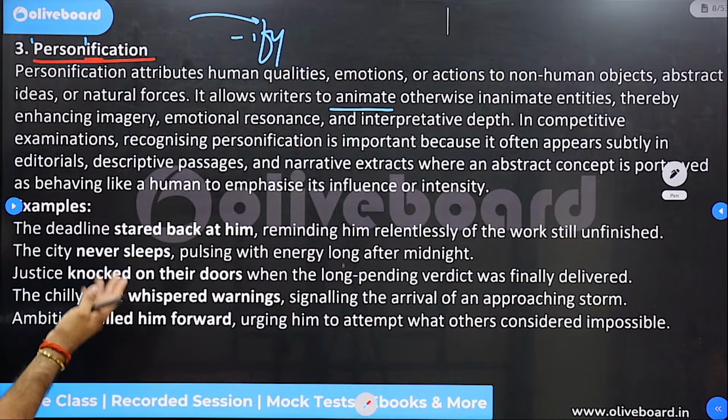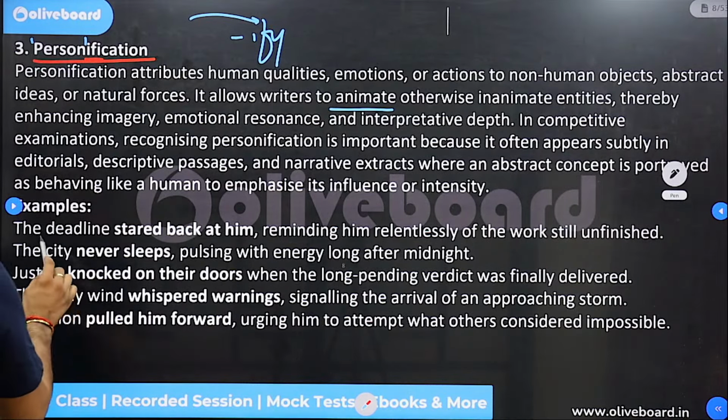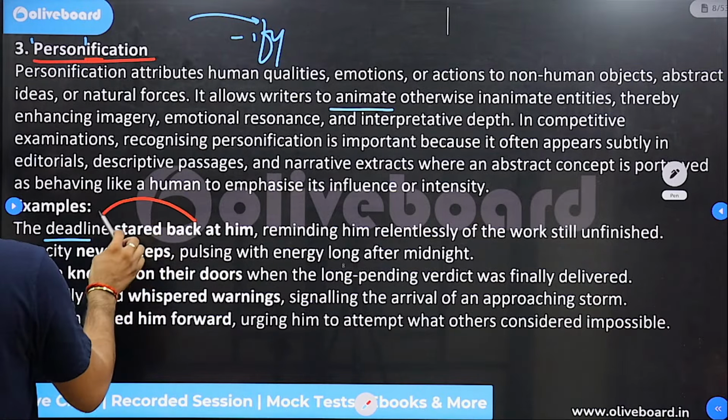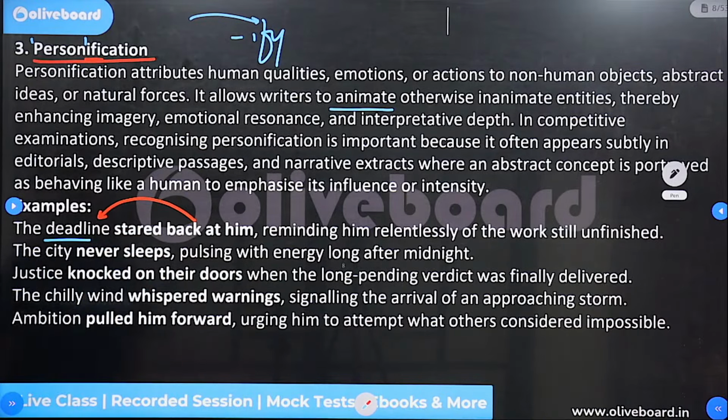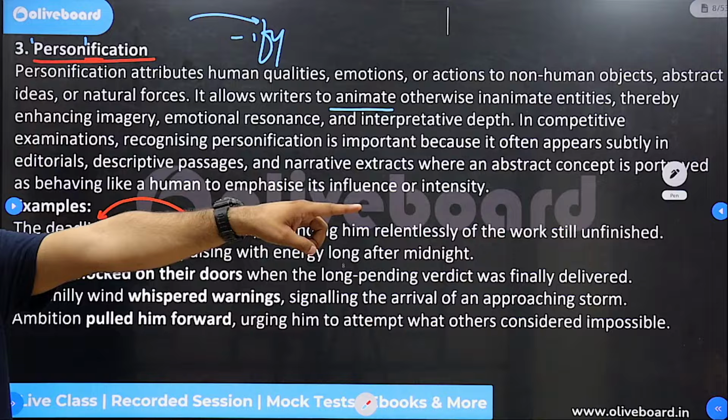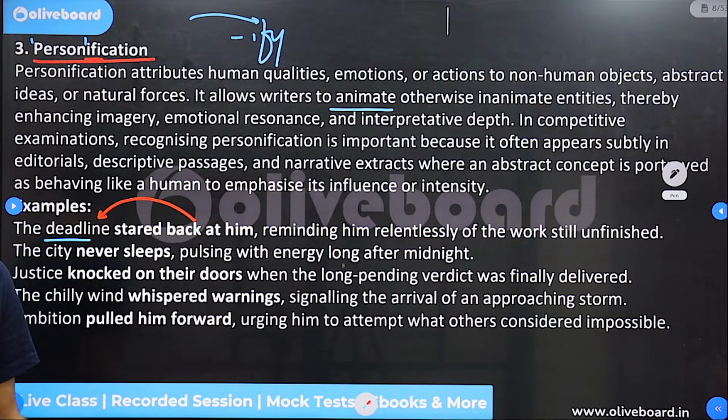In examinations, it's quite common in RCs because there we have a passage. I repeat, objects are treated as if they had lives. Feel this: The deadline stared back at him. Deadline is not a human being who can stare at someone, but it is behaving like one.